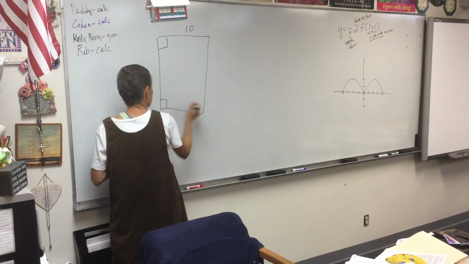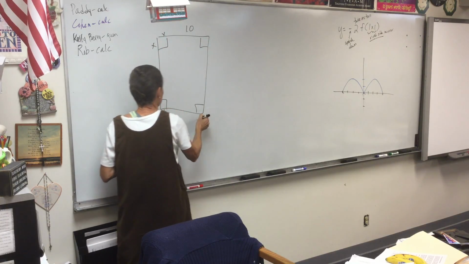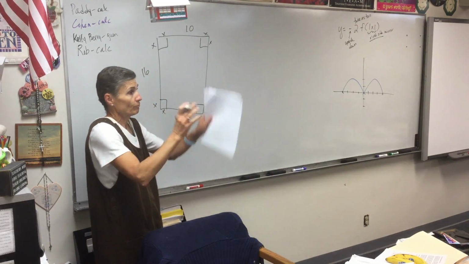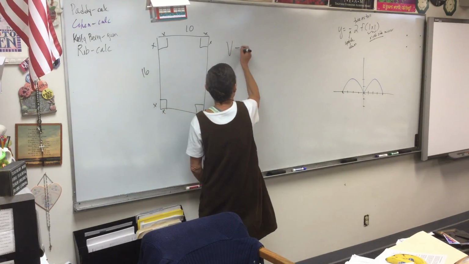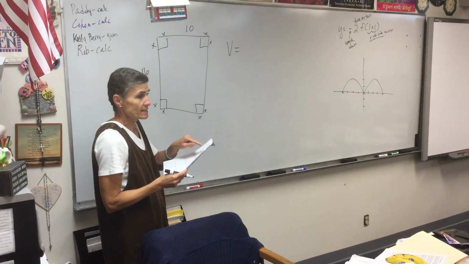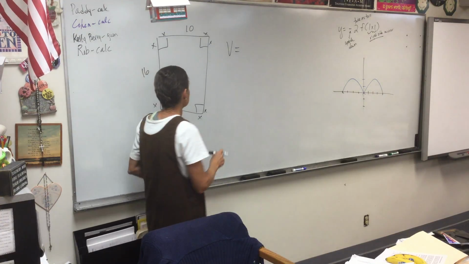We're gonna cut corners out. I'm not gonna get sneaky and change anything up, guys. We're gonna make a box exactly the same way we've been making a box. We're gonna fold up the flaps, and we wanna maximize the volume. Give me an equation for the volume. That's what question A says. What is the volume of the box? What's it gonna be?